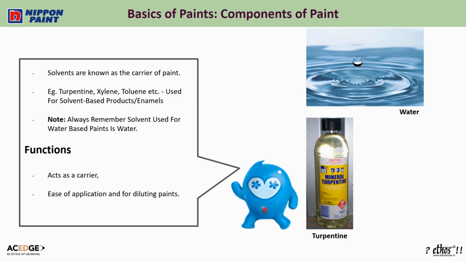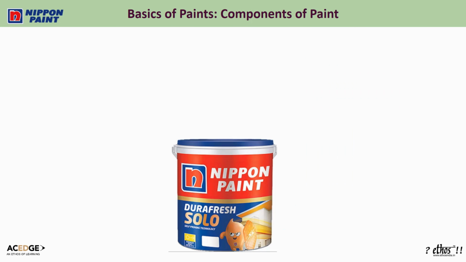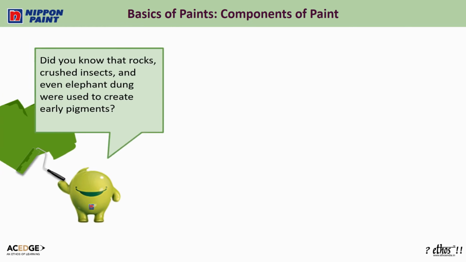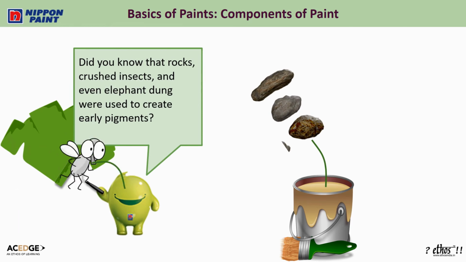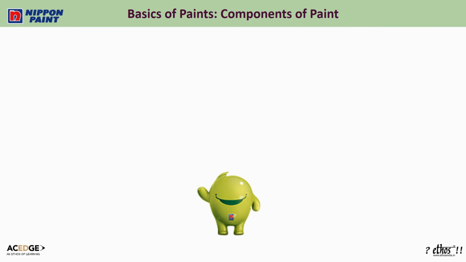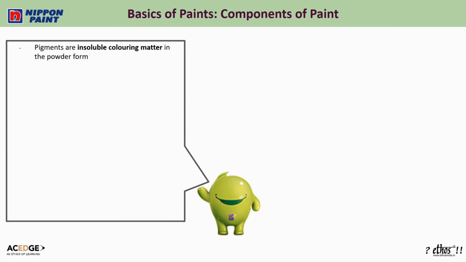Hi, I'm pigment. I am made of ground particles and mixed into paint. Did you know that rocks, crushed insects, and even elephant dung were used to create early pigments? How interesting is that? Pigments are insoluble coloring matter in powdered form. They provide opacity or hiding to the paint.